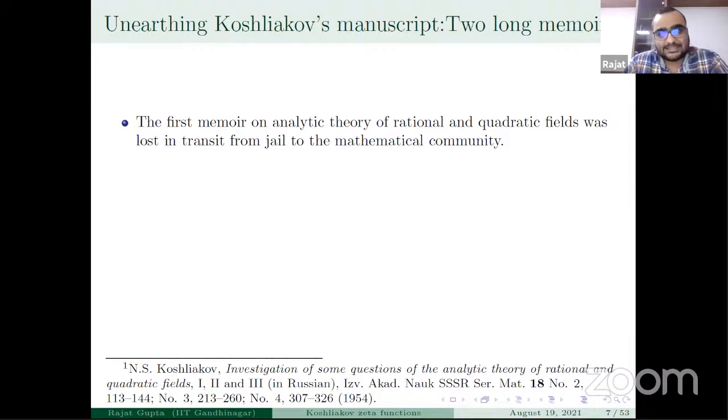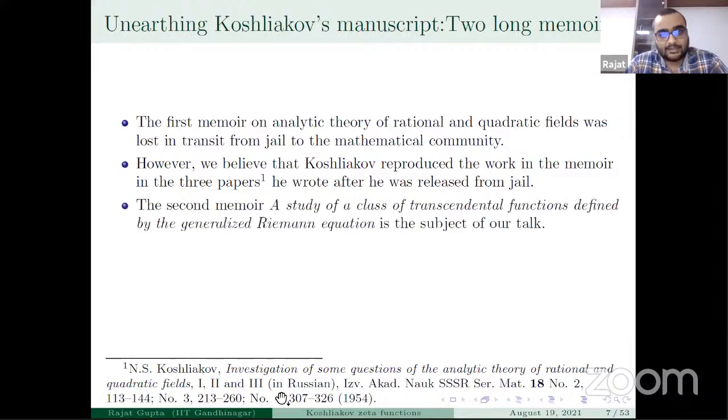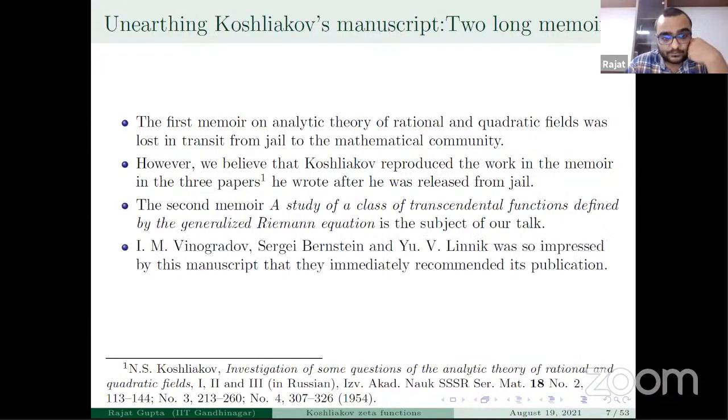But we think that after release from jail, Koshlikov actually reproduced this work in these three papers, which are cited here. And the second manuscript, "A Study of a Class of Transcendental Functions Defined by the Generalized Riemann Equation," is the subject of this talk. Vinogradov and Bernstein were so impressed by the content of this manuscript that they immediately recommended it for publication, but with a different name.